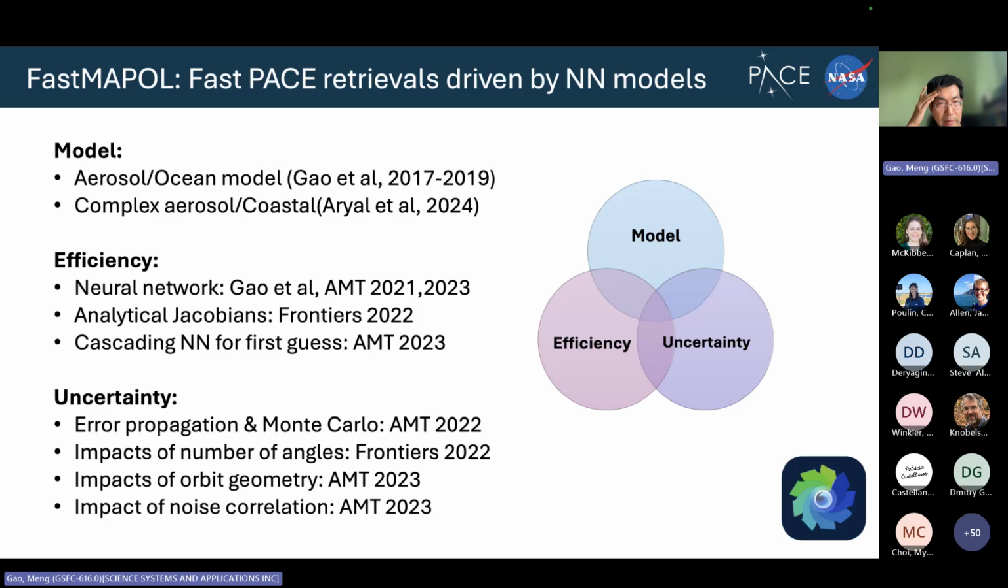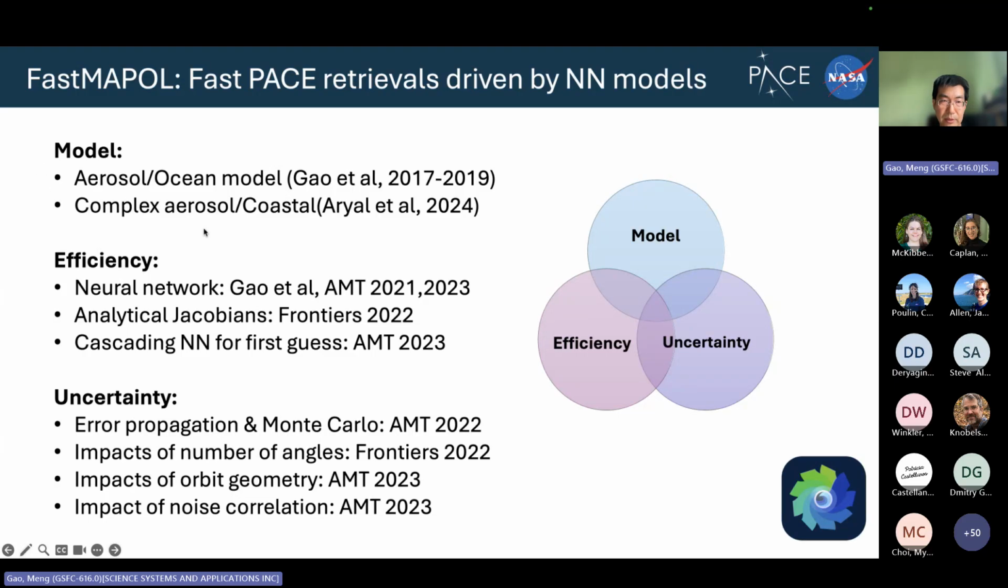So building on that, we have been working on this retrieval algorithm called FastMAPOL for 3 years. And what we want to do is optimize 3 things. The first thing is the model itself, which includes the aerosol model and ocean model. We want it to have a flexible treatment, and we want it to have great efficiency, so we can use it in production processing, and also we want to have a good understanding of uncertainty. Basically, this is the kind of work we have been doing over the years.